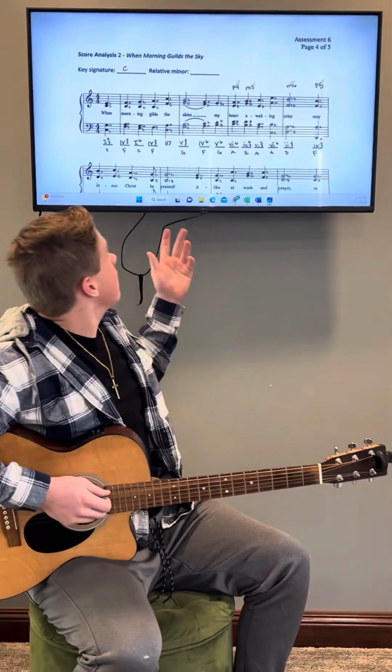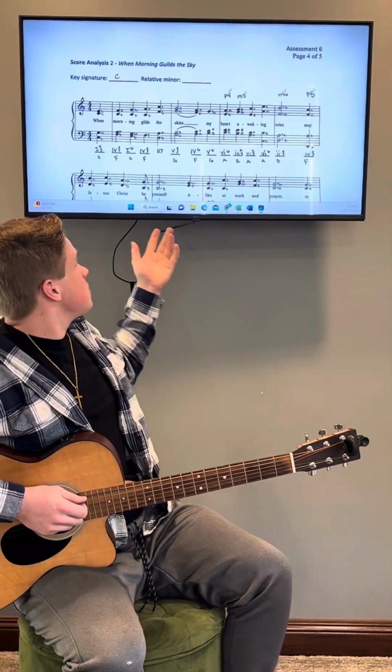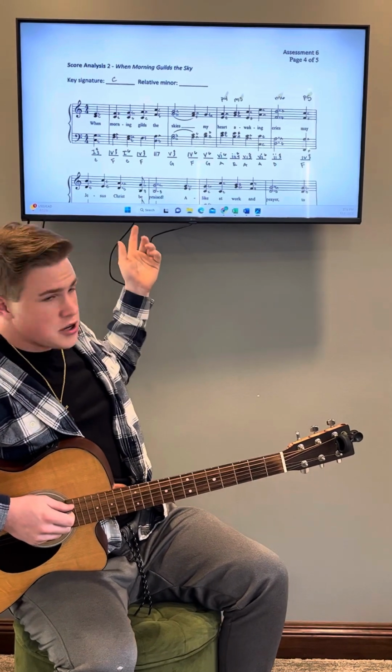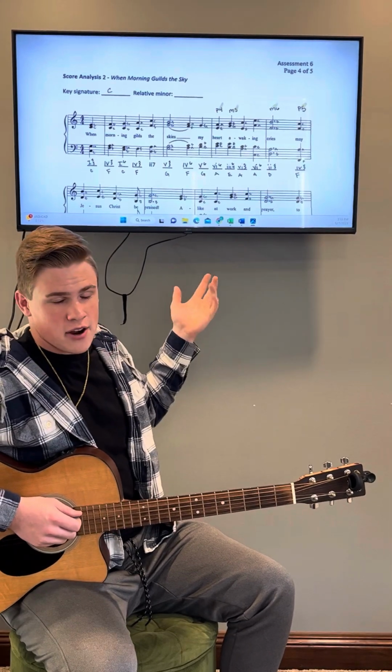Now, the song that I have up here is When the Morning Gilds the Sky. The first thing we can notice right off the bat is that the key signature is C, and that the relative minor is E. Sorry, I forgot to put that up there.